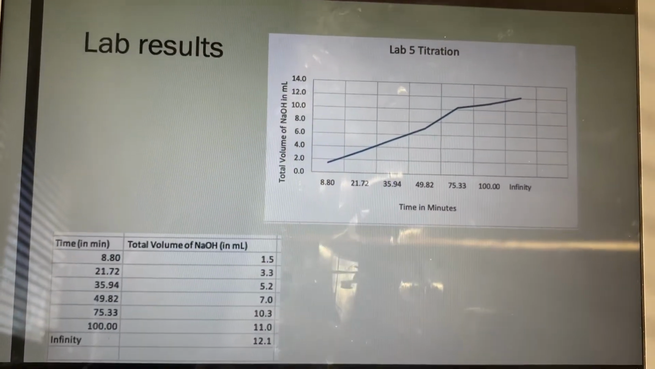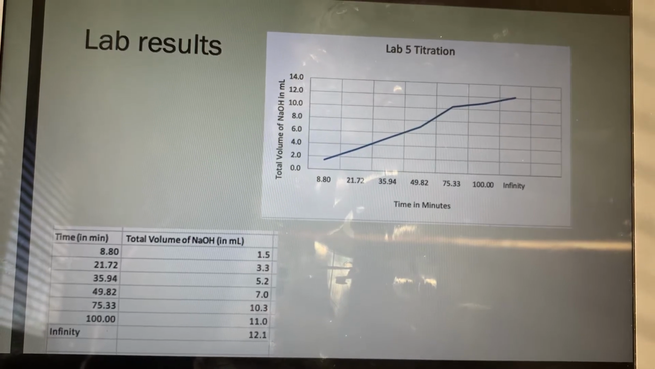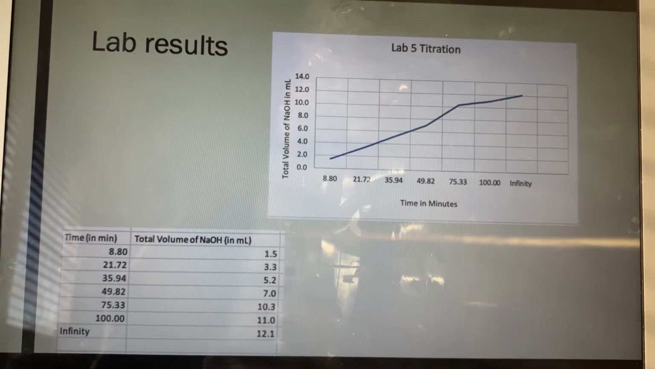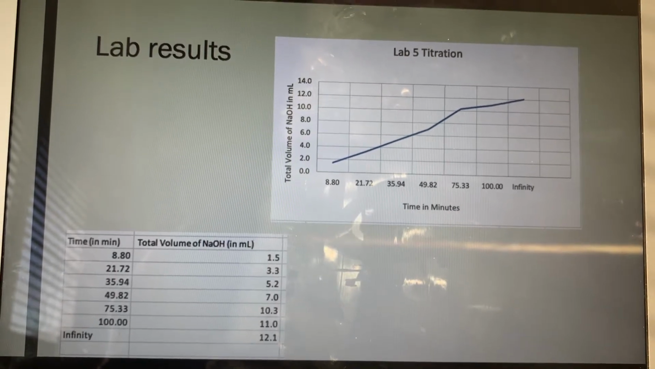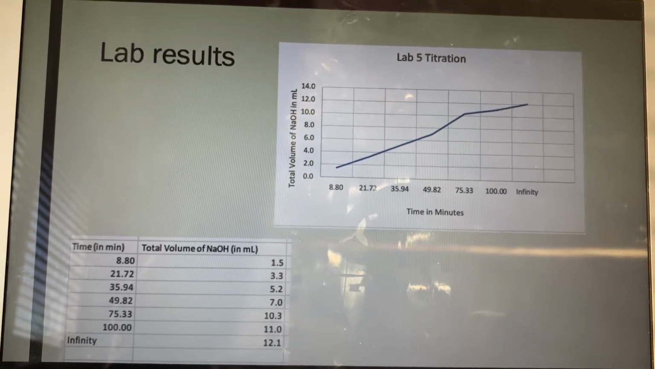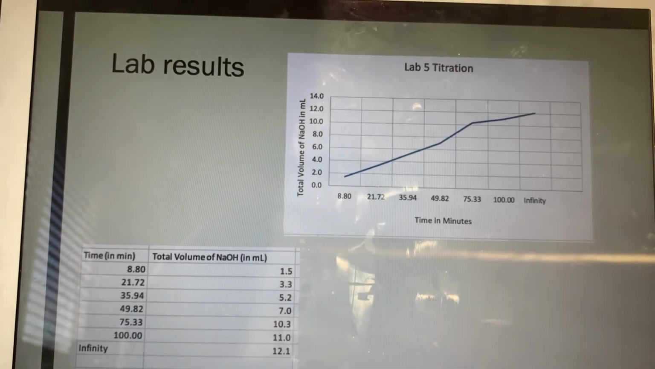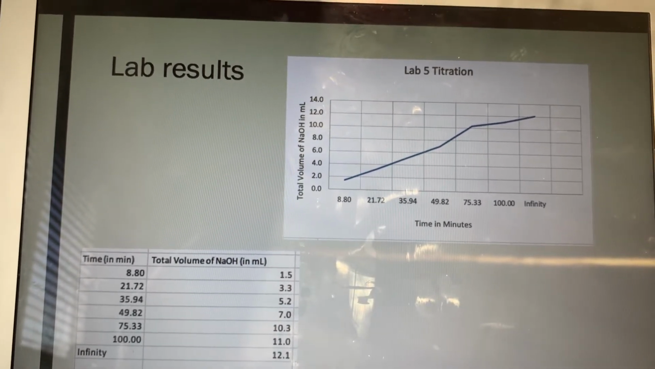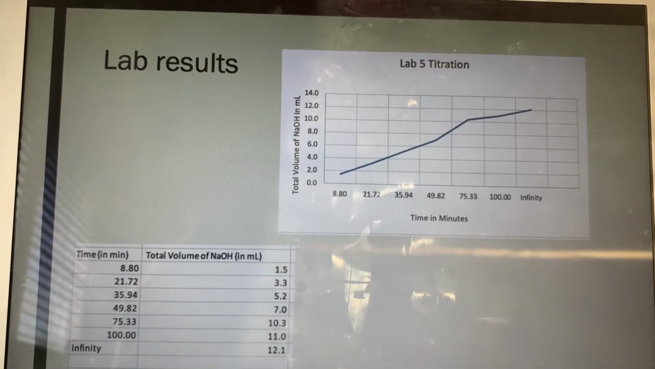These are our lab results. As you can see, there is a linear increase from time in minutes to total volume of NaOH in mL. Infinity is reached at around 12.1 milliliters of NaOH after minute 100.